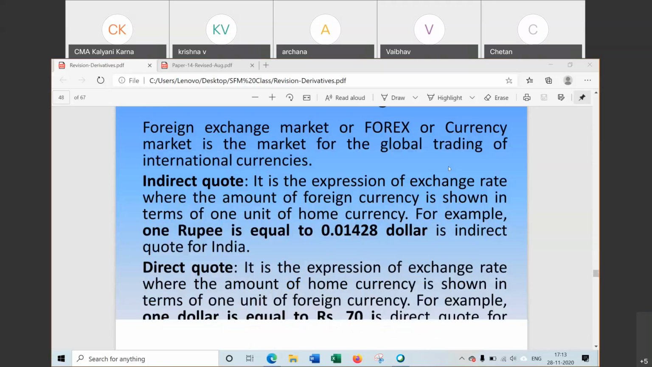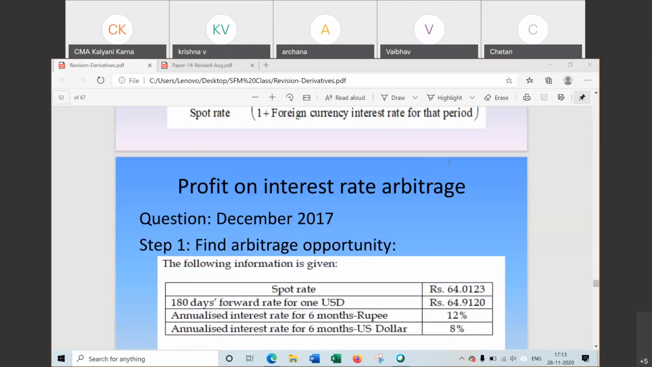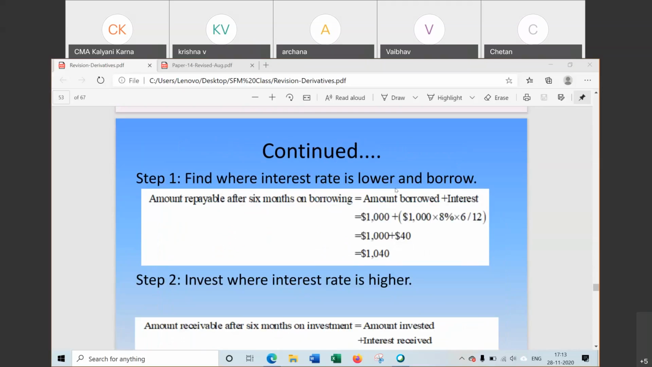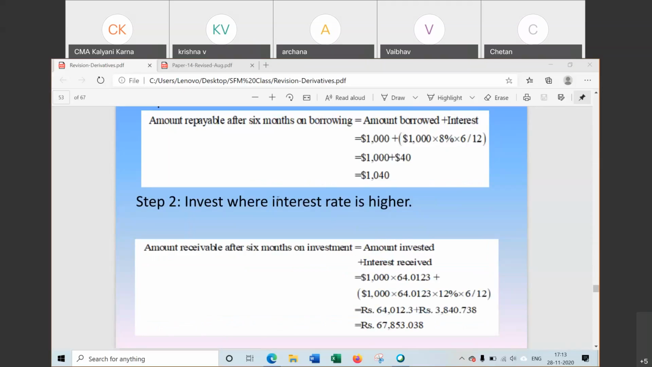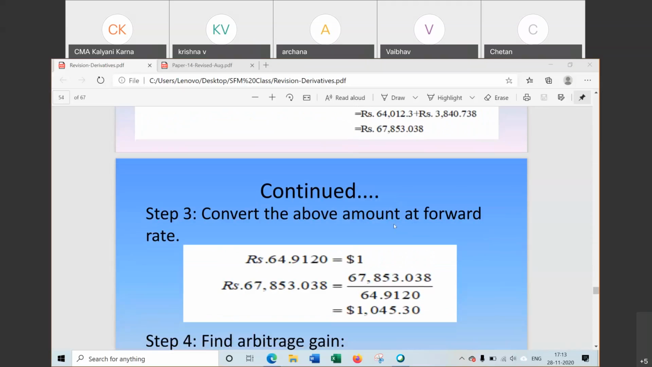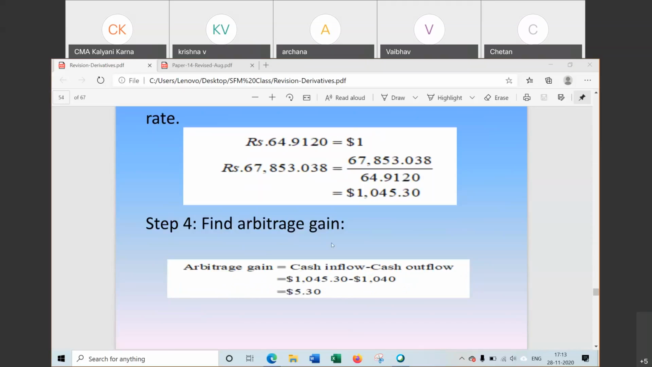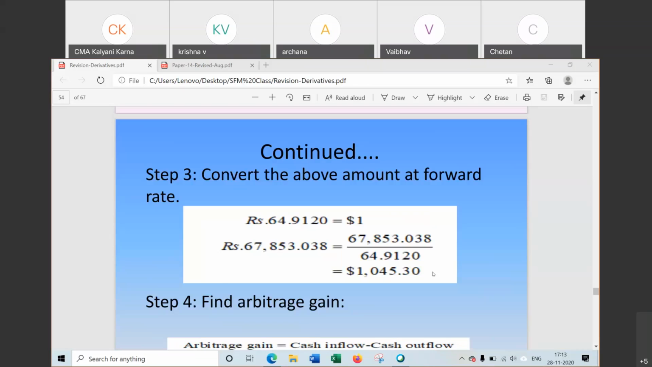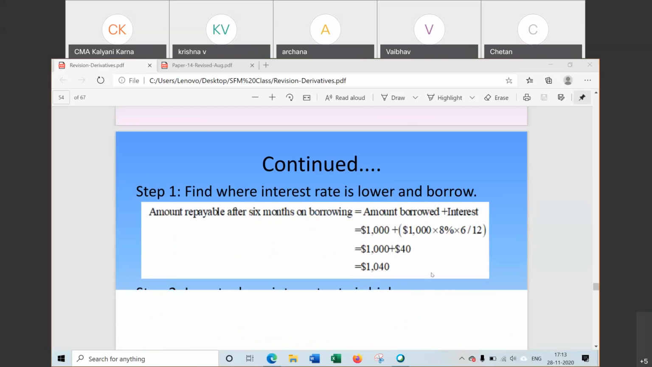First, interest rate arbitrage. Arbitrage opportunity: first borrowing, then investment where the interest rate is higher. Convert the home currency to foreign currency at forward rate, then find the gain, that is the investment amount received from the investment minus the borrowing amount. So one topic will be interest rate arbitrage.